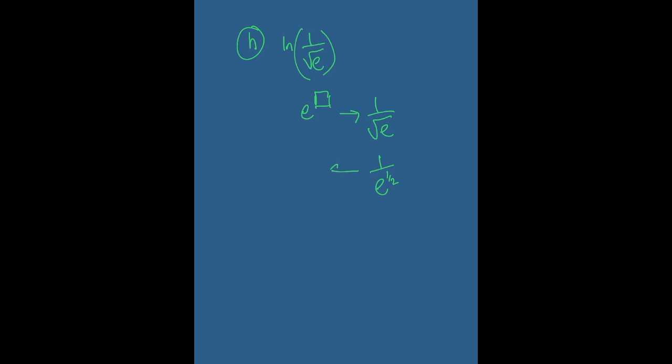Therefore, in order to get that, I have to put negative a half. And that's the answer. The natural log of 1 over the square root of e is negative a half.